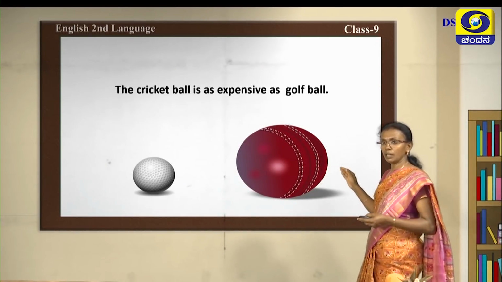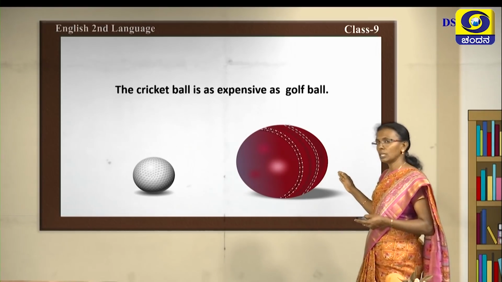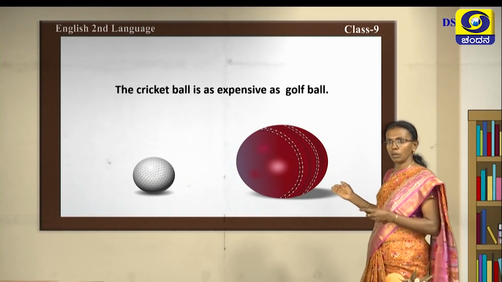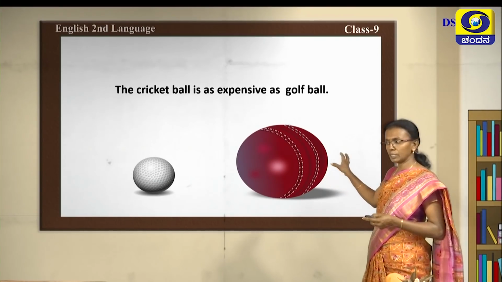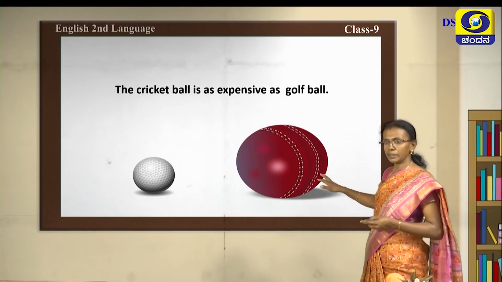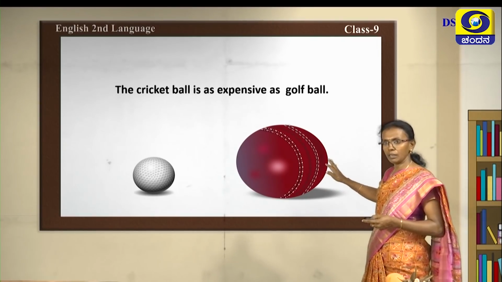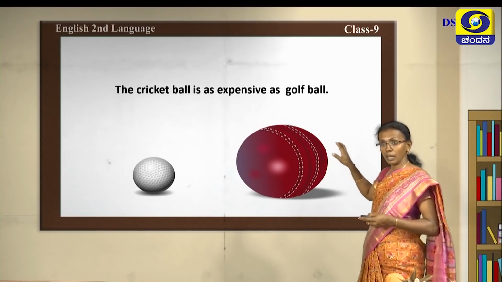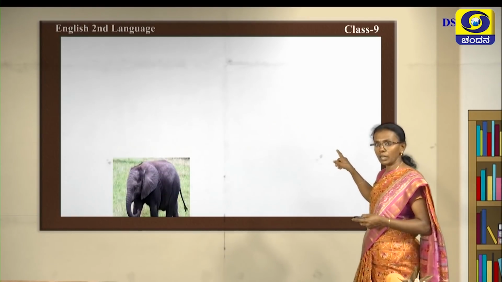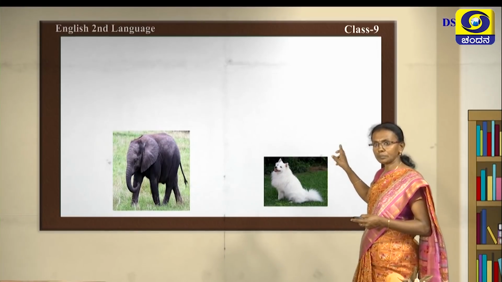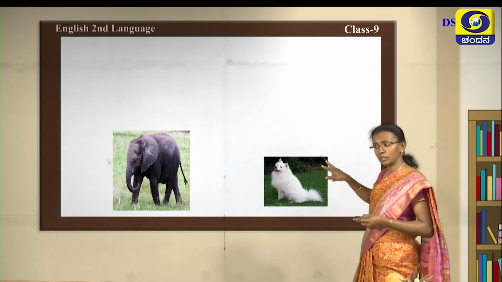We see here, you like playing cricket, is it not? See the balls there. The cricket ball is as expensive as the golf ball. So the expensive, it is equal. There is no much bigger or higher, it is equal. Now, what is the adjective there? You can see "as expensive as". Now, you can see two pictures. What can you do with the two pictures?